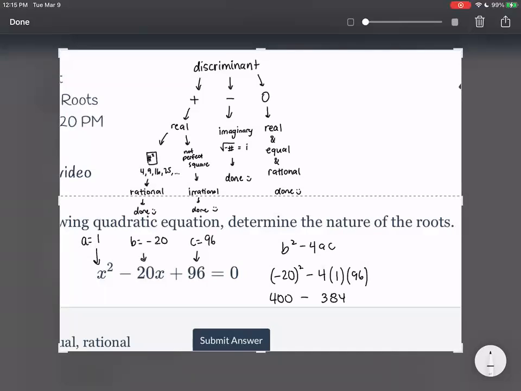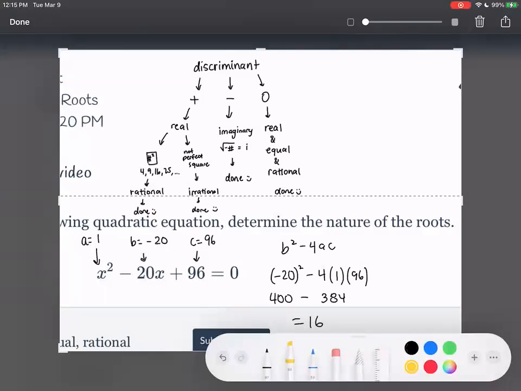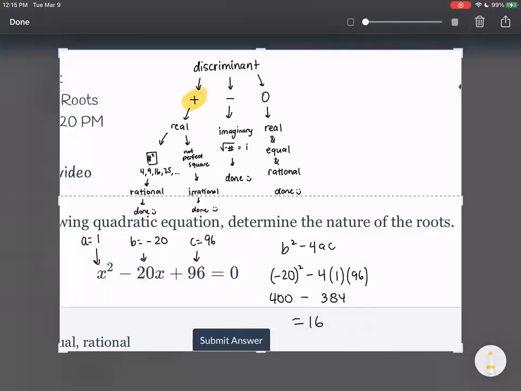384. And then 400 minus 384 gives us positive 16. Okay, so we have a positive number, so I'm going to follow this one. That means we have a real answer.